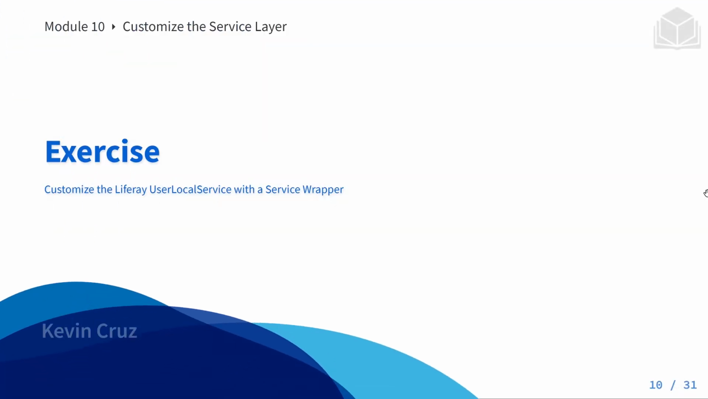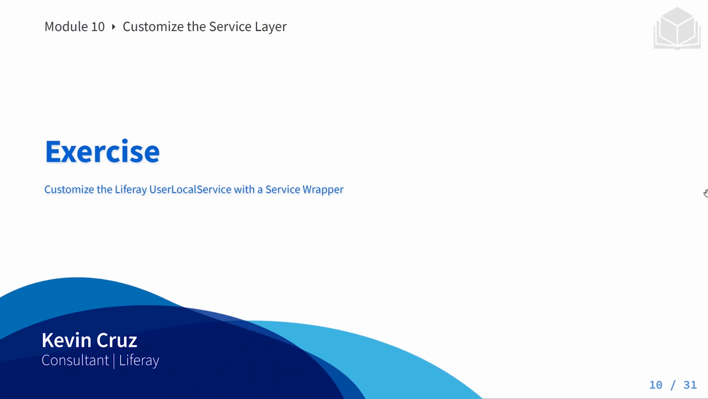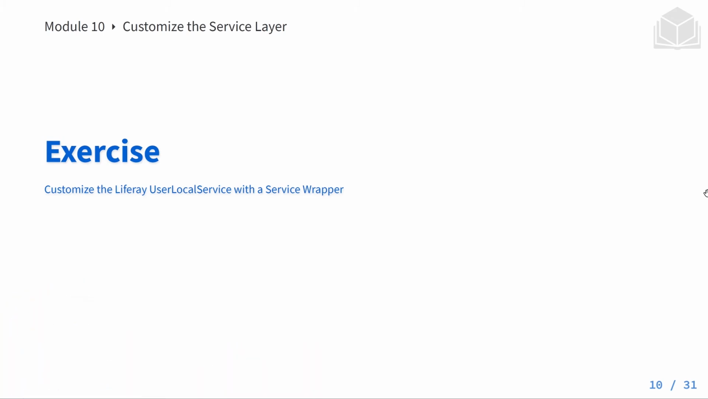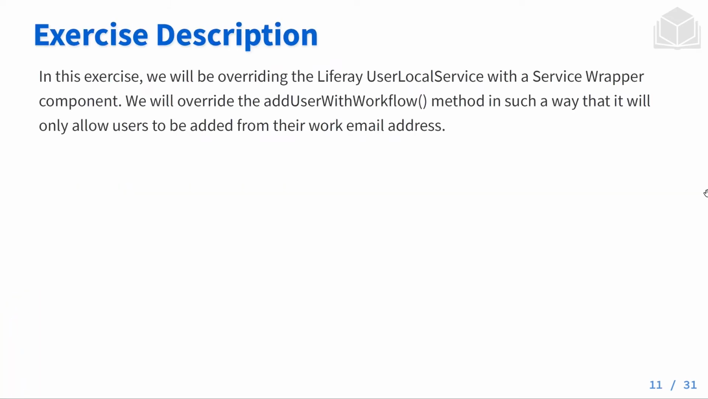Okay, everybody, we're back for Module 10's exercise, where we're going to be customizing the Liferay user local service with a service wrapper. In this exercise, we're going to be overriding the Liferay user local service with a service wrapper component. We're going to override the add user with workflow method in such a way that it's going to allow users to be added from their work email address.